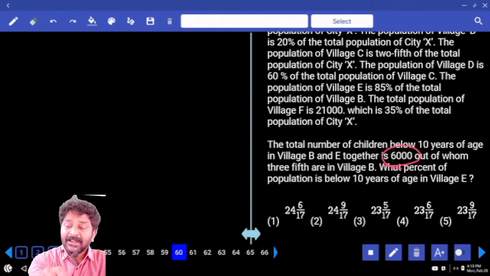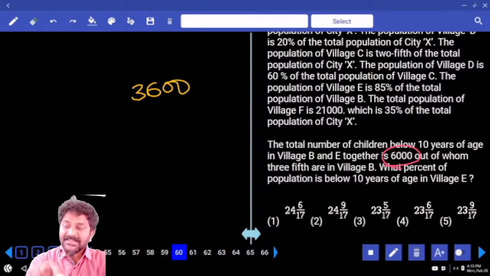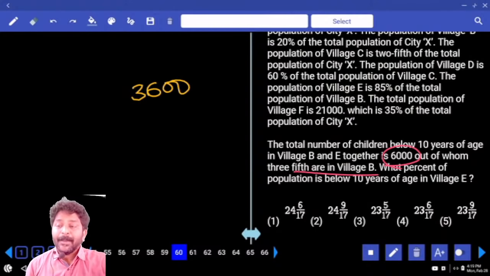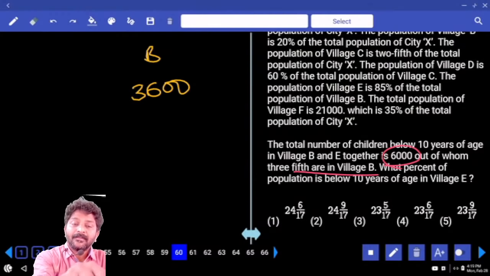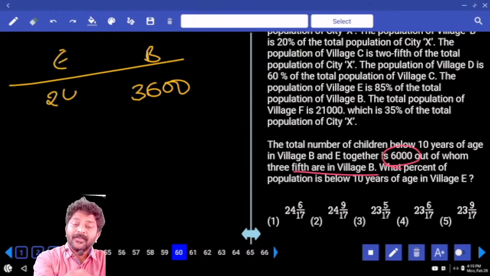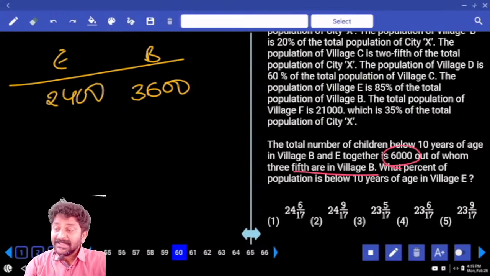3/5. 3 into 1200. 3,600. They are in village B. Then what is remaining? Come on. 2,400. They are in village E.